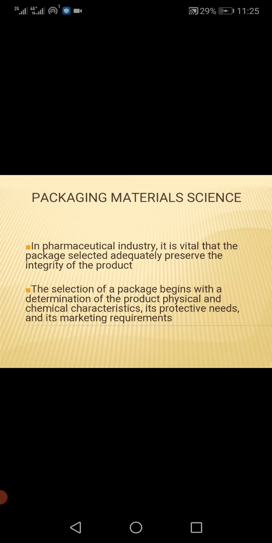In the pharmaceutical industry, it's vital that the packaging selected adequately preserves the integrity and safety of the product. يعني أهم target من selection of packaging material should be safe to the product itself. The selection of a package begins with the determination of the product's physical and chemical characteristics, its protective needs, and its marketing requirements.